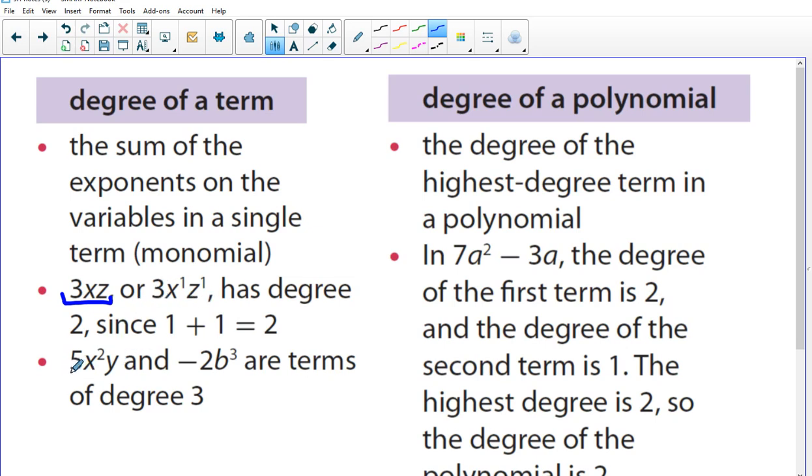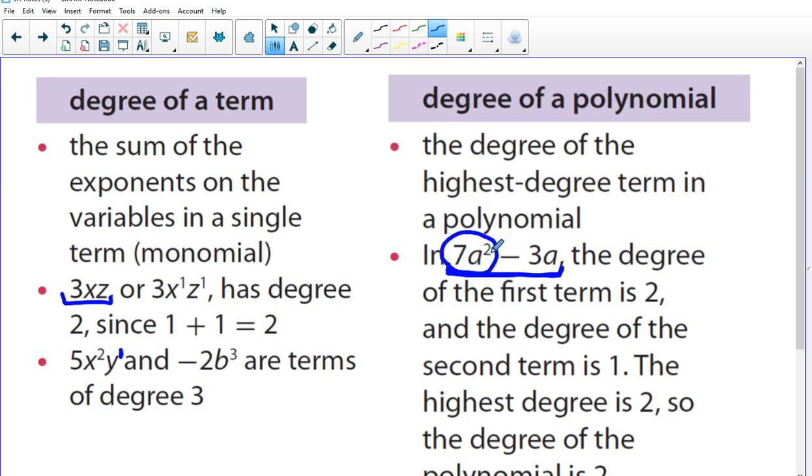If you have 5x squared y, here we'll add the exponents. So 2 plus 1 is 3. So this is degree 3. Just as negative 2b cubed is degree 3. So for the degree of a term, you're looking at the exponents that are attached to the variables. Okay, to get the degree of a polynomial, so now you're looking at where it's a binomial, trinomial, or just a 4-term polynomial, anything like that. What you're going to do is take a look at each term individually.